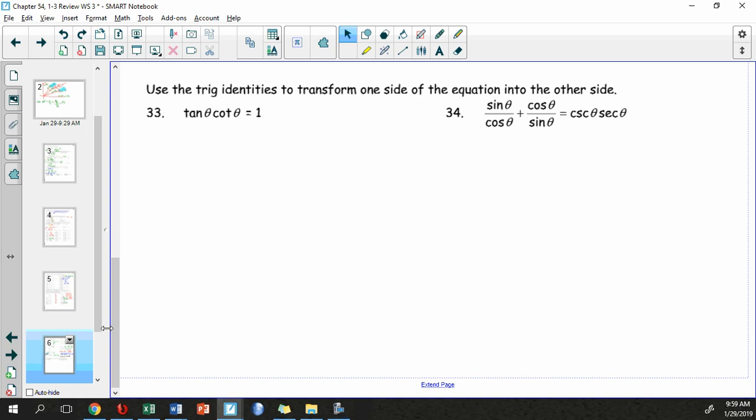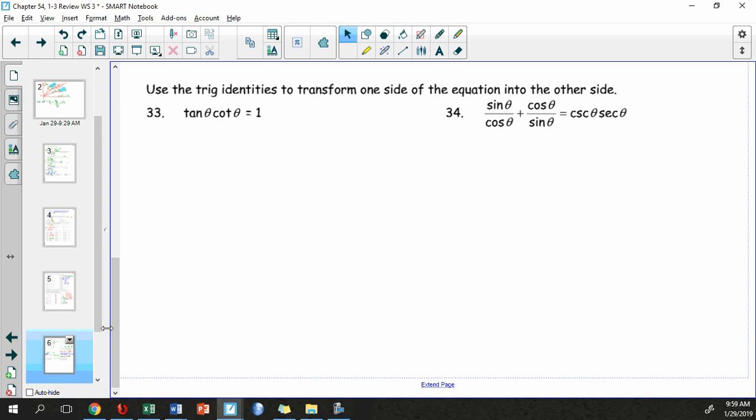What are the simplest trig functions that you know? Sine and cosine are your simplest trig functions. So if they're your simplest trig functions, your goal is to make your left-hand side look like your right-hand side of 33 and 34. Yes?